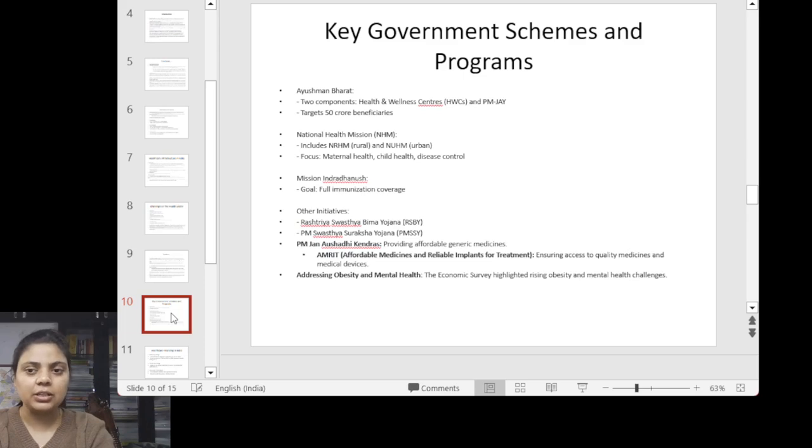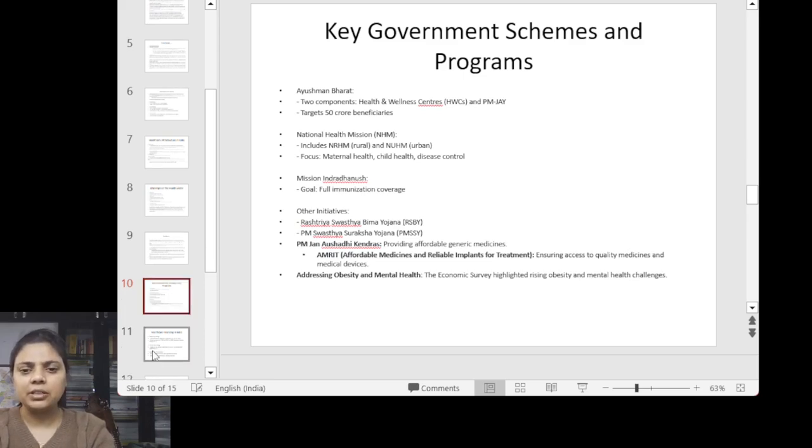PM Jan Aushadhi Kendra, where we are distributing generic medicine at the very low and cheapest prices, I could say. And the next is AMRIT, Affordable Medicines and Reliable Implants for Treatment. In order to provide medical equipment and medical devices, we are assuring that the quality of medicine and medical devices is at an affordable price. Addressing obesity and mental health would be another one, as the Economic Survey has also highlighted obesity, and we have seen that FSSAI has also run certain initiatives in order to tackle this obesity issue. So this is what we need to focus on and see.